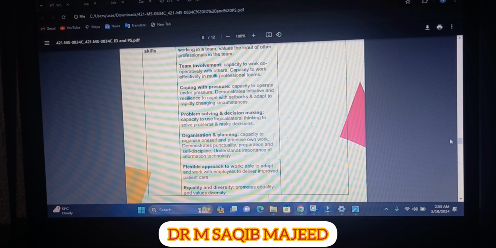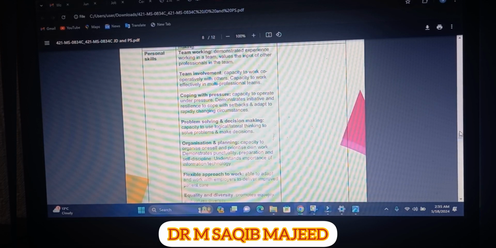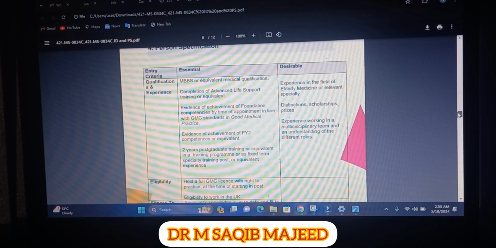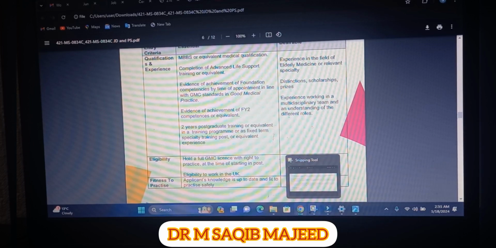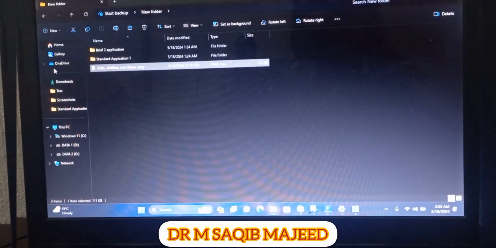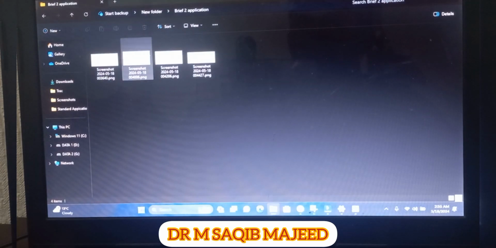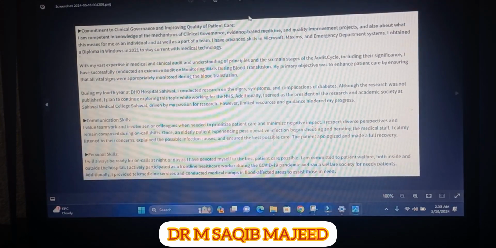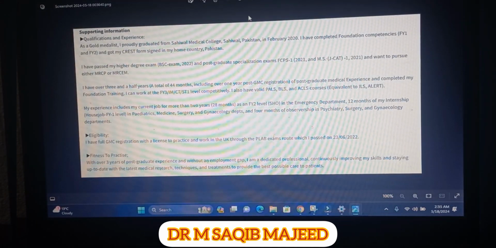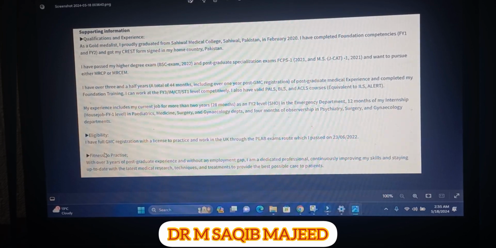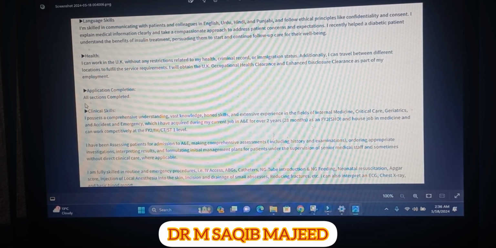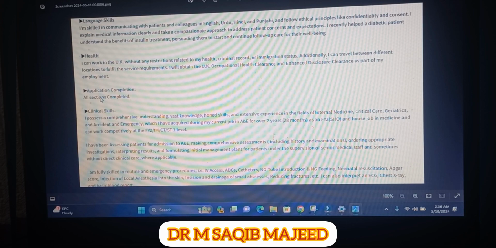Let me show you my application, how I fill this application in my routine. If we start from here: qualification, experience, eligibility, fitness to practice. Let me open my application, and this is the application here. So here you can see I have put these examples: qualification, experience, eligibility, fitness to practice, as short as possible. Then move to the next heading, the language skills in 3 lines, health in 2 lines, application completion just mentioned. Yes, you have completed all the sections.